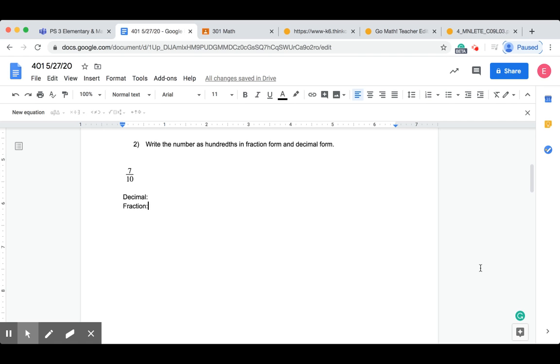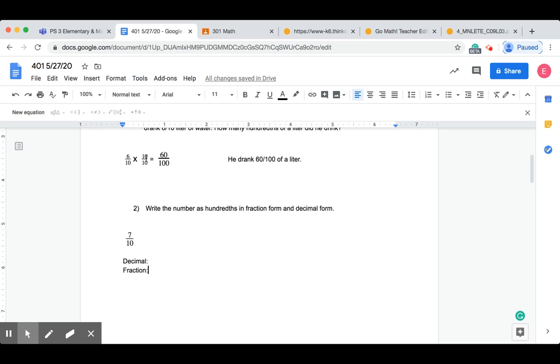Good morning, fourth grade. Here we are with example problem number 2. Write the number as hundredths in fraction form and decimal form. So here I have it in a fraction, and I have it as 7/10.